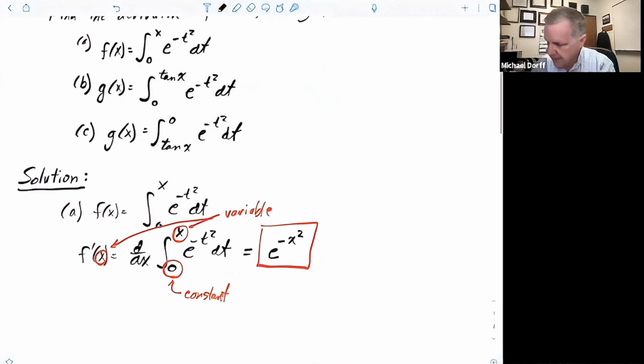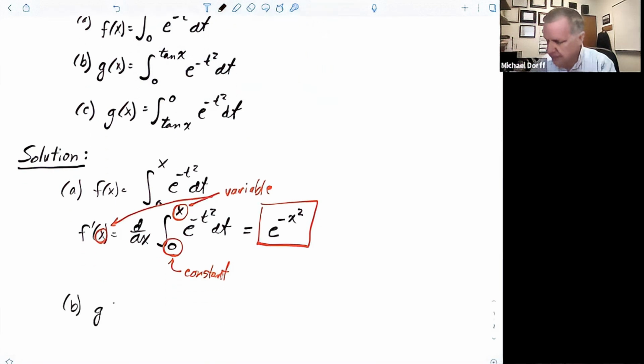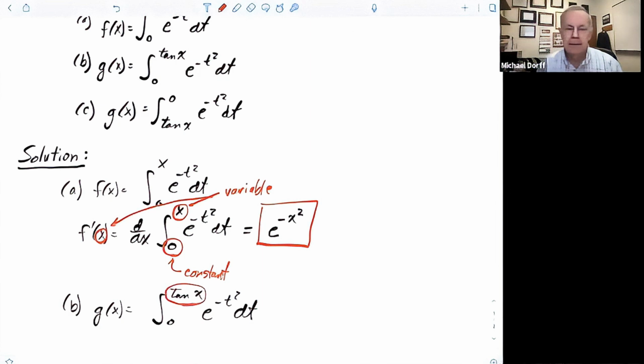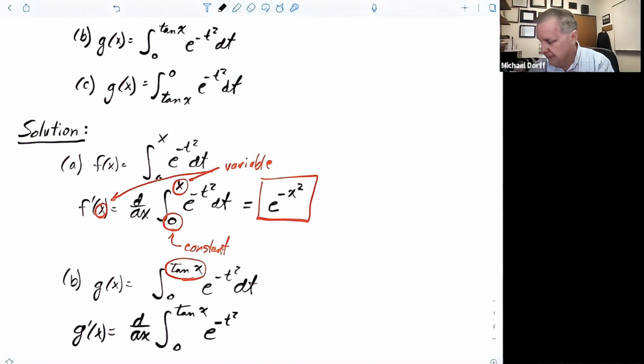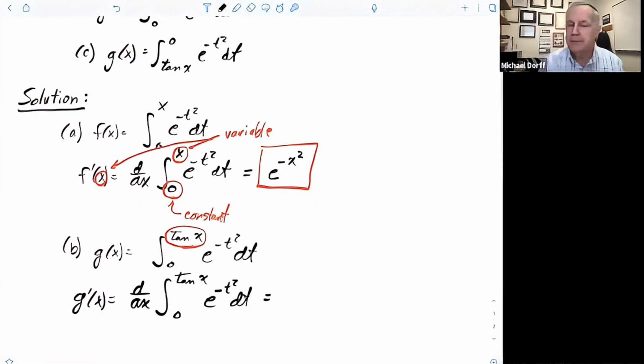Now let's look at part B. Part B is slightly different. Here we're going to have the function g of x, and now we're going to have the integral from 0 to tan x of e to the negative t squared dt. So my difference here, of course, is that my upper limit on the integral sign is tan x instead of just an x. So again, what we're trying to do is find the derivative of this function. So we're finding the derivative of the integral from 0 to tan x of e to the negative t squared dt. Again, I've got the same integrand function, e to the negative t squared, so we know that's continuous, so I can use the fundamental theorem of calculus.